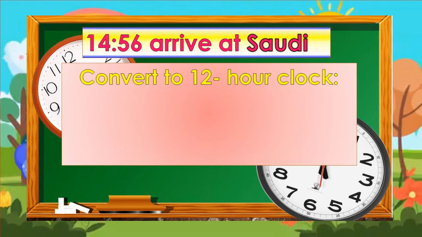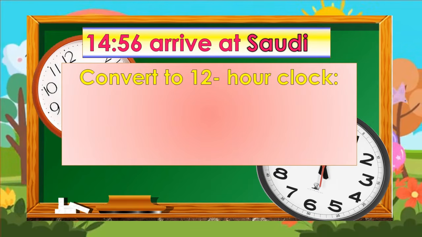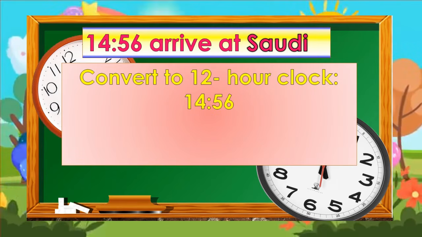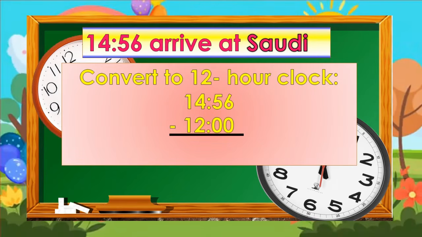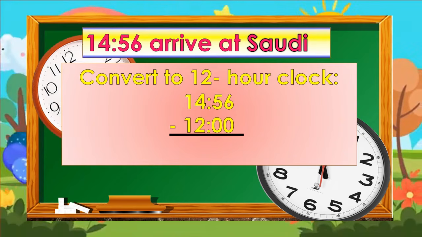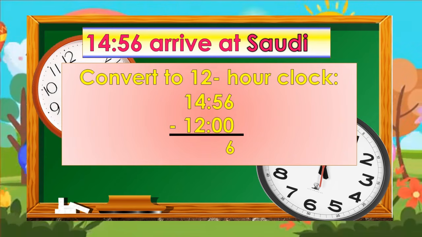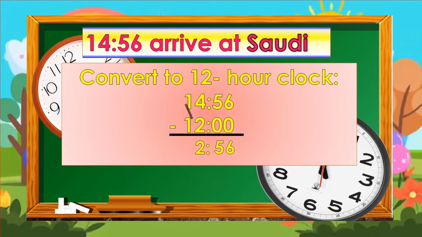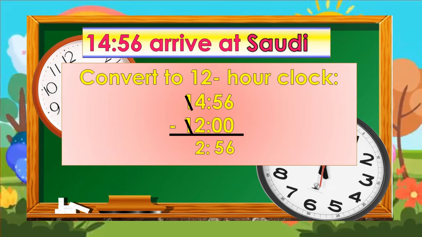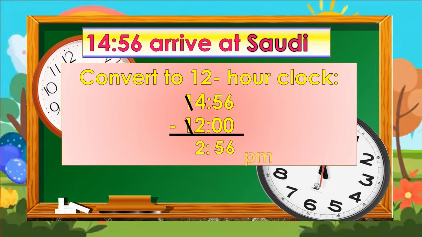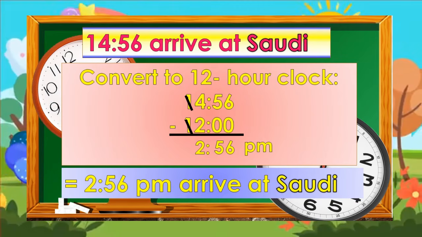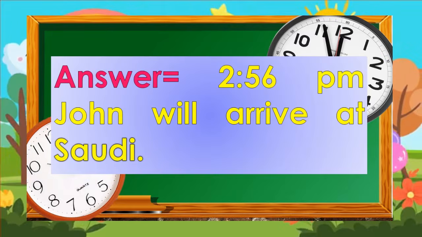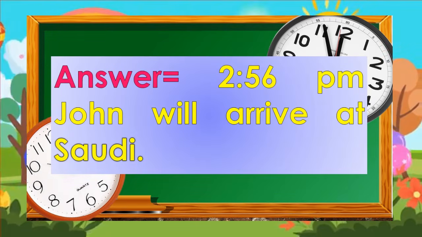Since the time is in 24-hour clock system, we will convert it into 12-hour time. So 1456 hours subtracted by 12, we will calculate this one. So 6 minus 0 is 6, 5 minus 0 is 5, 4 minus 2 is 2, and then 1 minus 1 is 0. So the time John will arrive at his destination is 2:56 p.m. So the final answer is, by 2:56 p.m., John will arrive at Saudi.